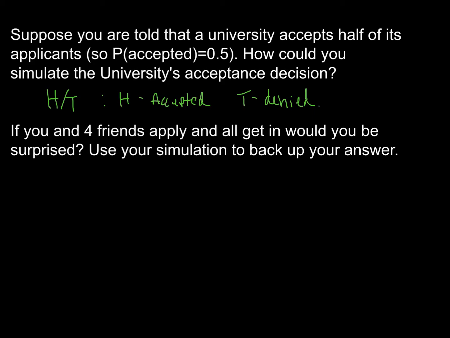So say that I apply to the university. You could simulate the university making its decision by flipping the coin, and if it's heads, I would be accepted, and if it's tails, I would be denied. So here's the question. Let's say you and 4 friends apply and all get in. Would you be surprised? Why or why not? Use your simulation to back up your answer. So first off, I want you to pause the video and write whether you're surprised, yes or no, and why. If you're not surprised, why? And if you are surprised, explain why.